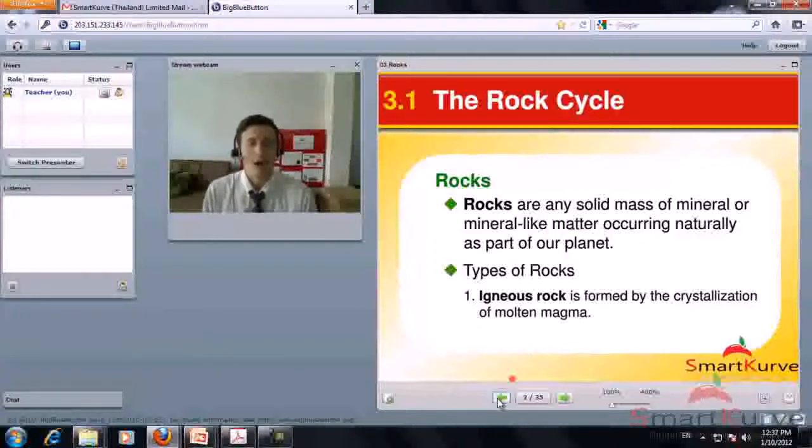When that magma cools, it actually freezes. That means it goes from a liquid to a solid. So we go from liquid rock to solid rock. And that's what that word crystallization means. So that hot liquid magma freezes into solid igneous rock, or molten magma crystallizes into igneous rock.